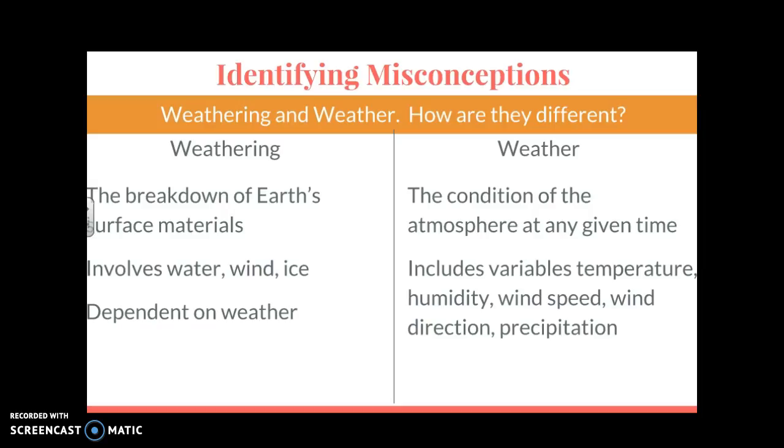On the other hand, on the right side of your screen, we have weather. That means the condition of the atmosphere at any given time. This includes variables such as temperature, humidity, wind speed, wind direction, and precipitation.